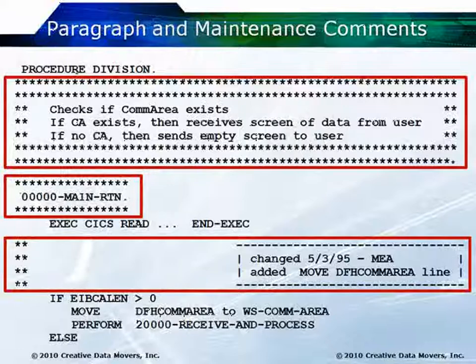This should match up with the description in my maintenance log in the very first comment box, right after the identification division. There should be an entry there that says, in 1995, Mary Abdil, MEA, made some changes. Most people use initials here and the full name in the initial comment box.